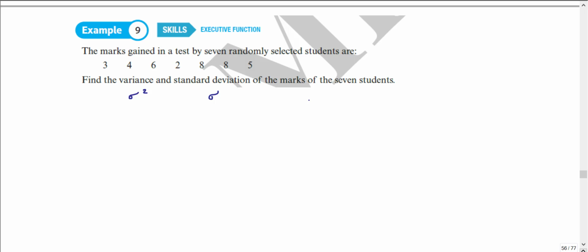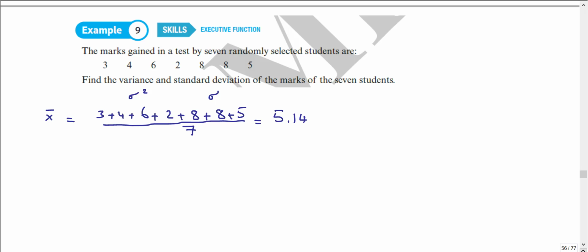Very simple. Pay attention. The first thing to do, you find the mean. How to find the mean? Add all the values and divide by 7. 36 divided by 7 is 5.14. Three significant figures is enough.